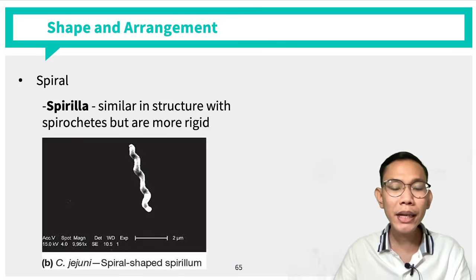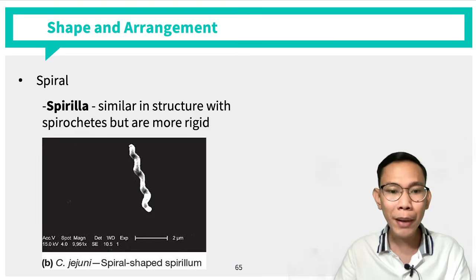And we have your spirilla, which is also similar in structure with your spirochetes, but they are more rigid. They too have a flagellum, but they lack the endoflagella in your spirochete. So example of that, of your spiral shape, is your Campylobacter jejuni.